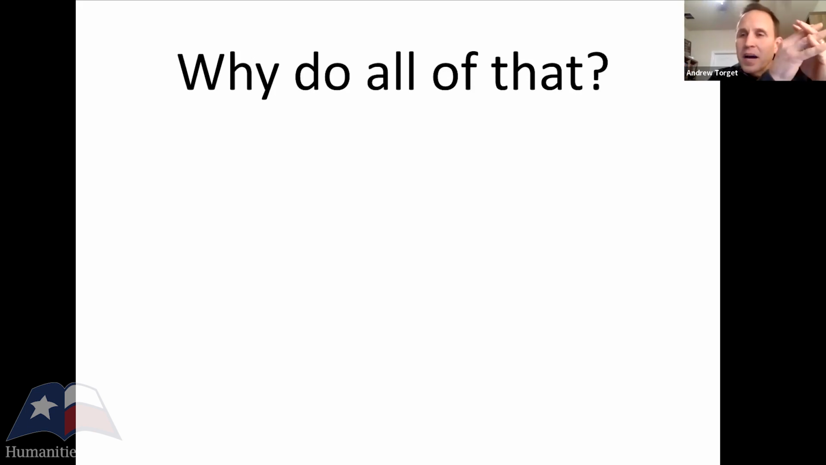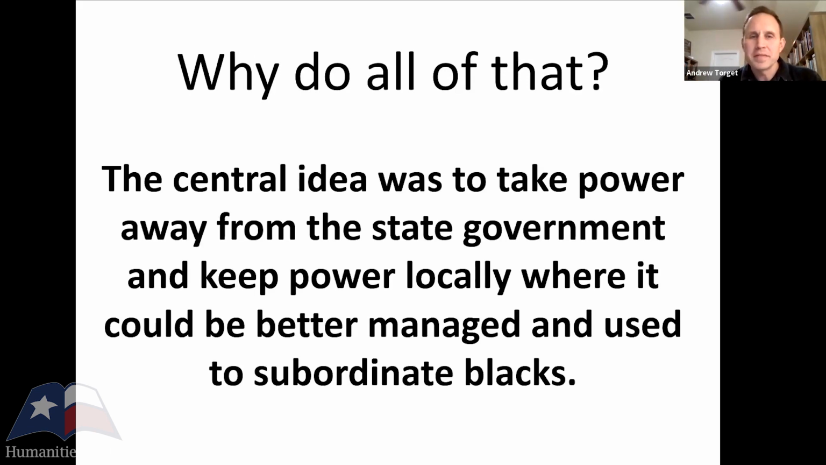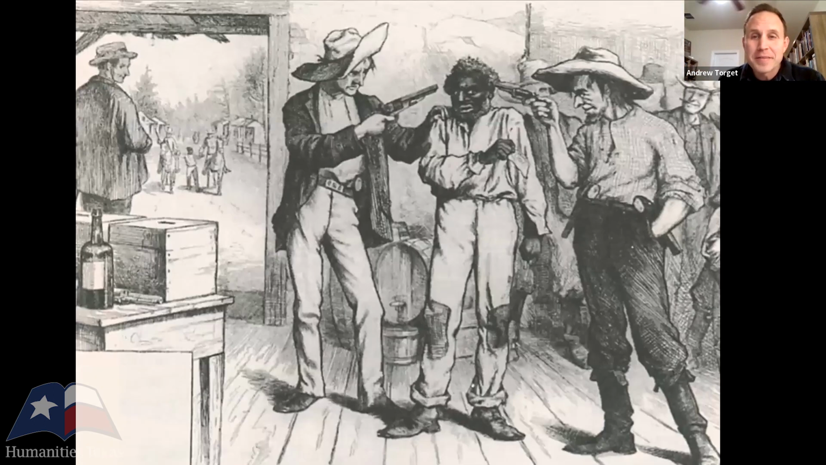And if you take power out of the state government and put it down at the local level, all right, who's going to be in charge? All the ex-Confederates in these local places, all the county sheriffs that are in charge in these little places. And that, they hope, will mean that the rights of African Americans that are enshrined in the 14th and 15th Amendments that the state had been trying to defend would no longer be defended, right? The central idea you can see was to take power away from the state government and keep it local where it can be better managed and then used to subordinate African Americans. How do we know that was their intention? Because they said it. They said it loudly and proudly as often as they possibly could, right?